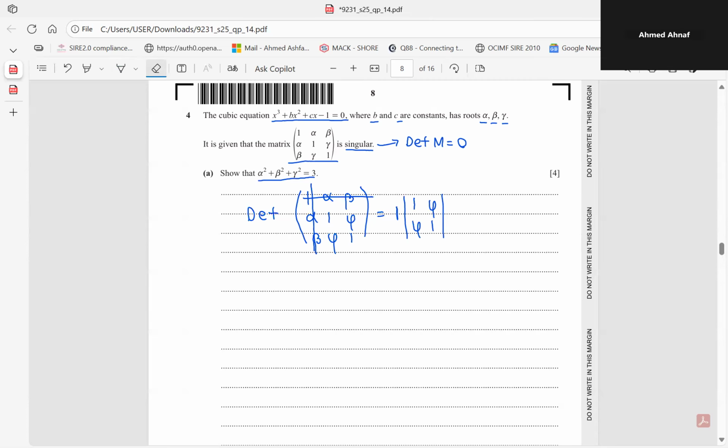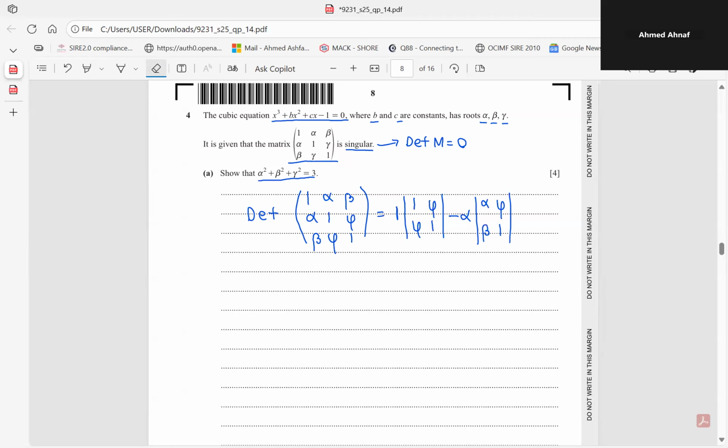Okay, and then the second step is to take minus alpha, which is the second element of the first row. And again, you cover up the rows and columns with this element on it. So this and this, and you take the determinant of the remaining components. So alpha, gamma, beta, 1.